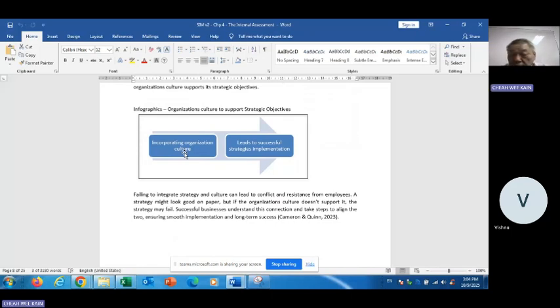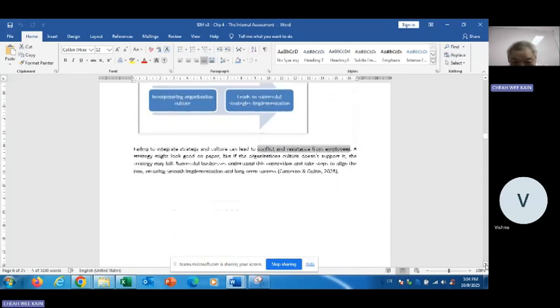Now, if the organization has a bottom-up culture, the strategy will come from the bottom. These are the people who are going to make their voice or the strategy known, for upper management to consider and to implement. Now, failure to integrate strategy and culture can lead to conflict and resistance from employees and from customers. So that's not very good.